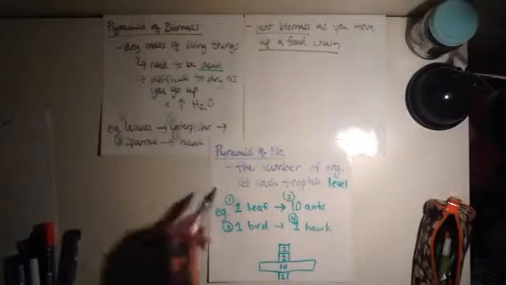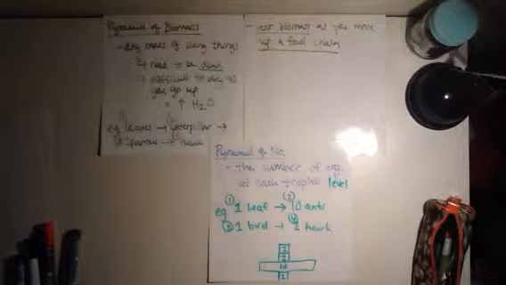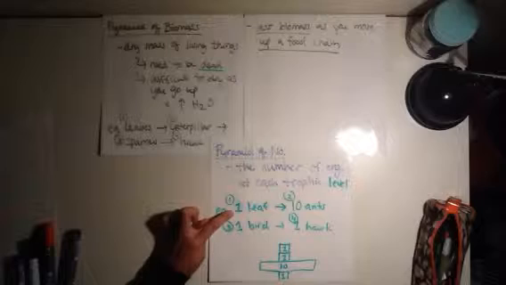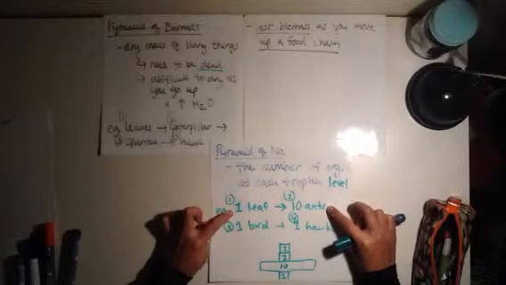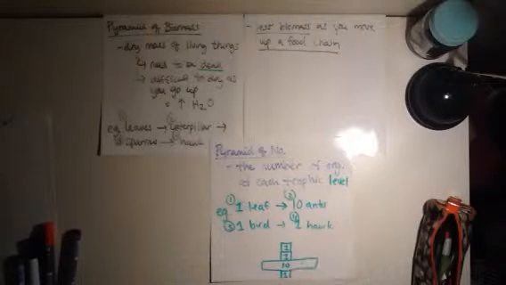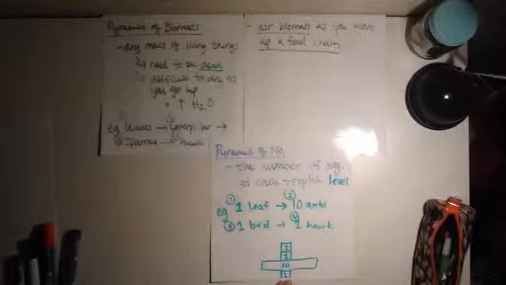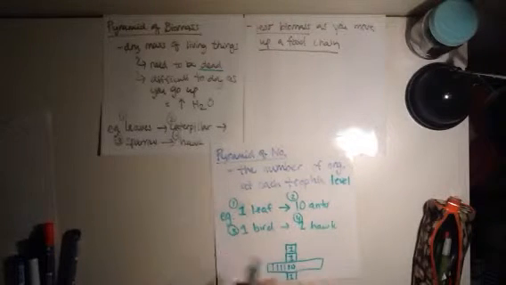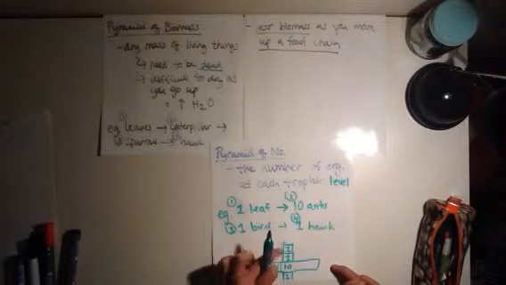Pyramid of numbers is just the number of organisms at each level. So it'll be different for different food chains. So for this example, one leaf can feed, for example, 10 ants, and those 10 ants will feed one bird, and that one bird will feed one hawk. So basically, this is one leaf, and if you were to draw this in and fill it in, it would be 10. So 10 ants, one bird, one hawk.